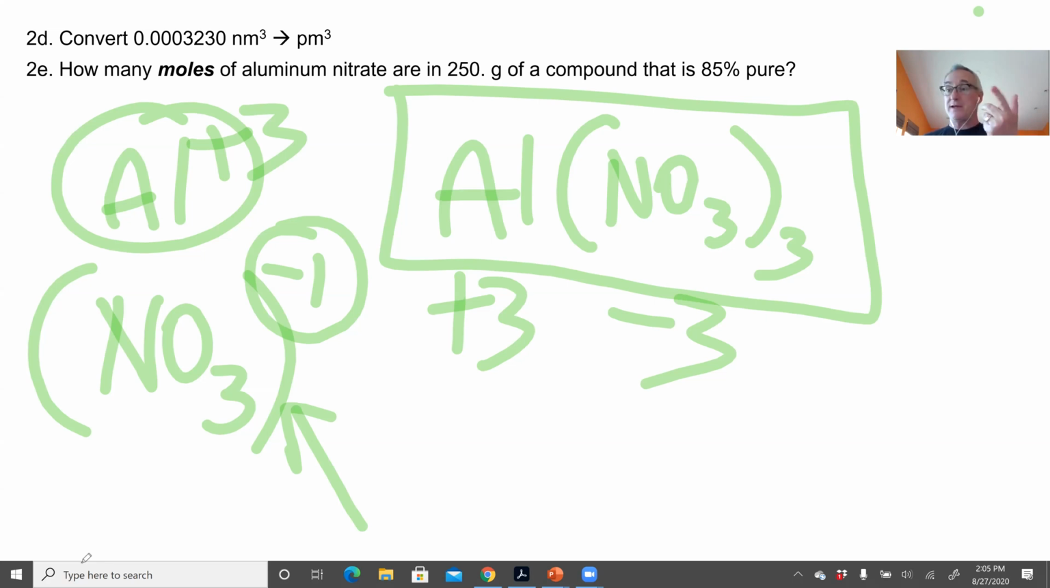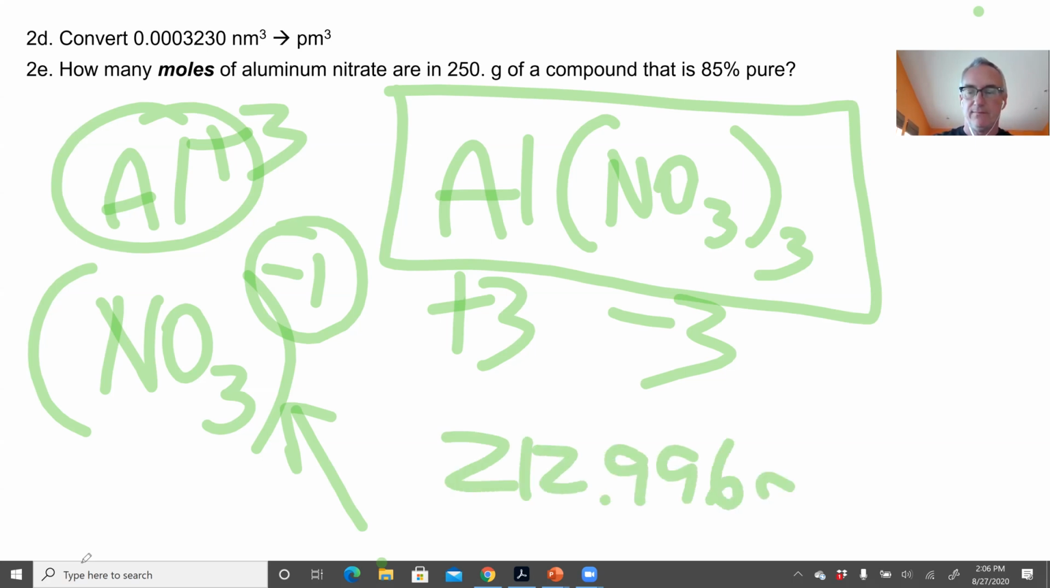So another thing you can do while you've looked it up, you can look up the mass. Now there's 2 ways you can do the mass. You can do it the hard way or you can do it the easy way. I kind of like doing it the easy way. So the easy way is going to be, I think, 212.996. The easy way, Google tells you. Yeah, so Google tells us the molar mass for the aluminum nitrate will be 212.996 gram per mole.